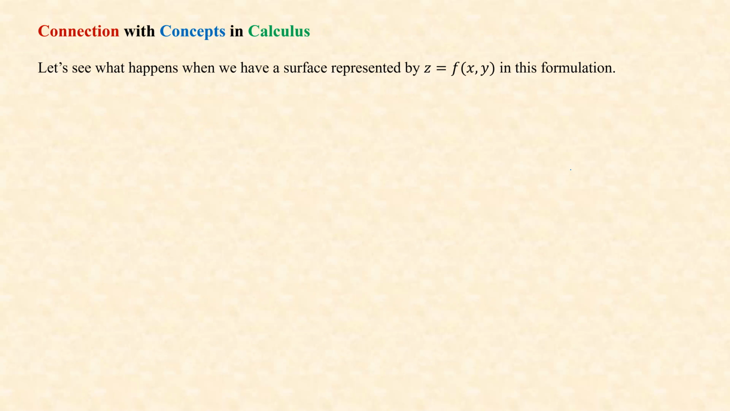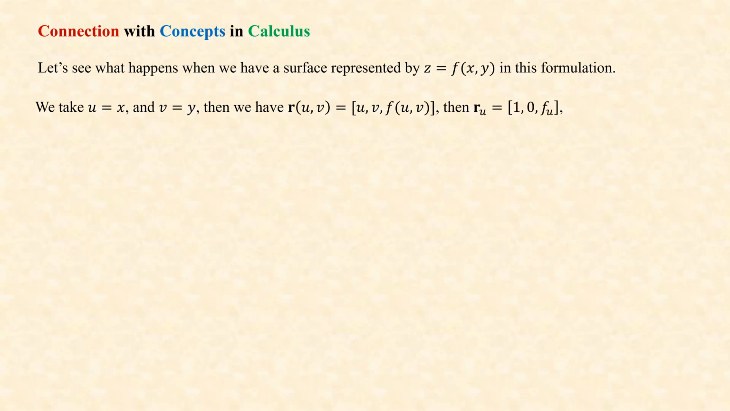All right. Connection with concepts in calculus. Let's see what happens when we have a surface represented by z equal to f of x and y in this formulation. Remember, in calculus, we don't have a parametrization of the surface. We have surfaces as z equal to f of x, y. So you can take u equal to x, v equal to y, and z becomes f of u and v. So r becomes u, v, and f of u, v.